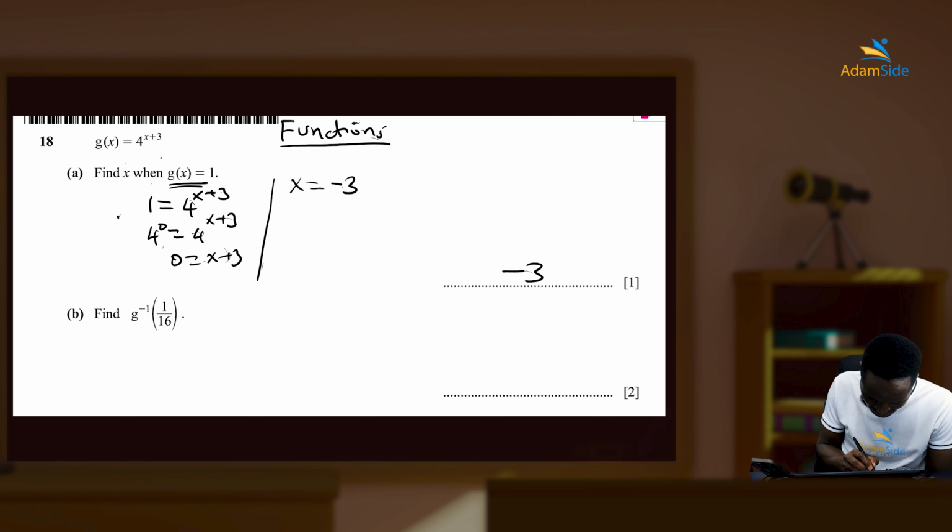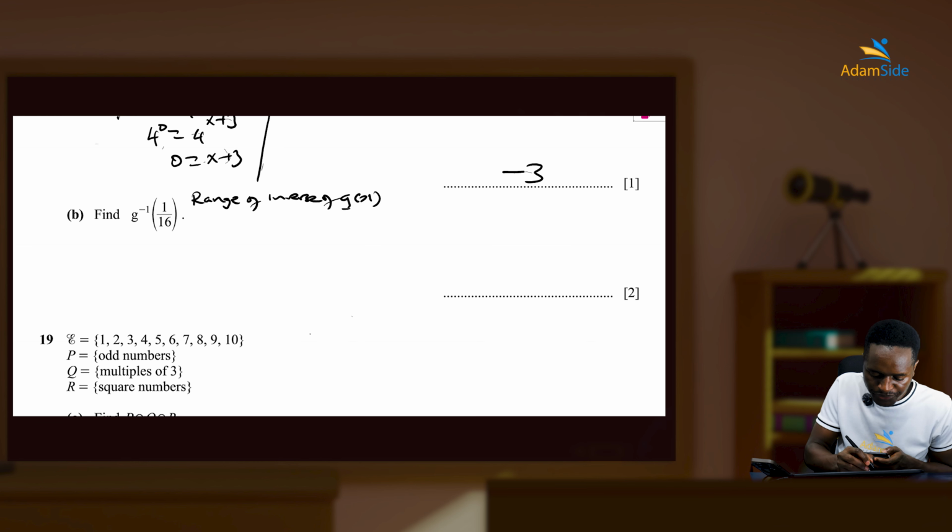Then they say g inverse of 1 over 16. So here, it's finding the inverse function of g of x. So we know g of x is equal to 4 to the power x plus 3.